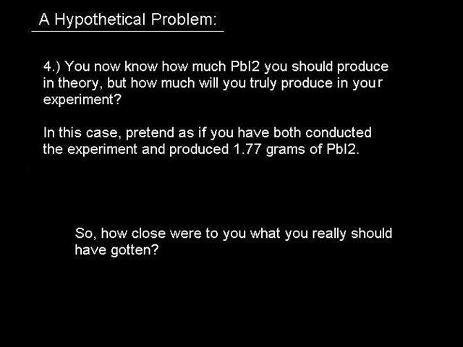You now know how much lead iodide you should produce in theory, but how much will you truly produce in this experiment? In this case, pretend as if you have both conducted the experiment and produced 1.77 grams of lead iodide. How close were you to what you should have gotten? Well, that's what percent yield is for.